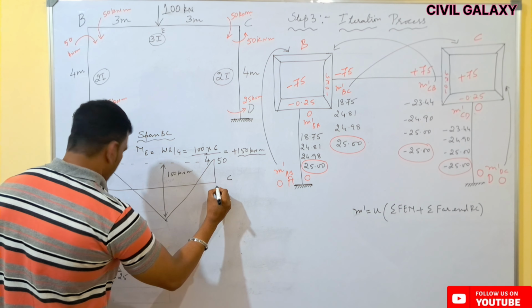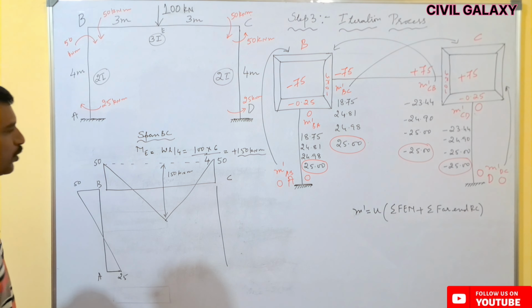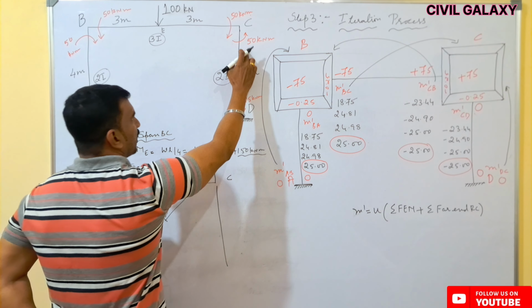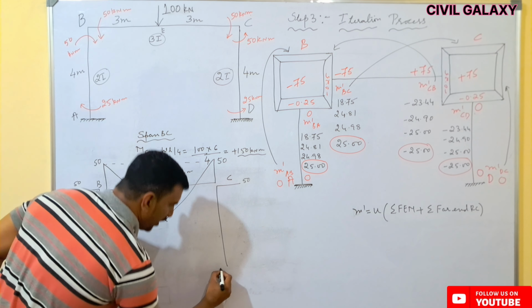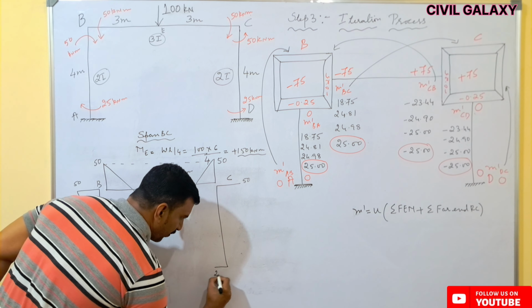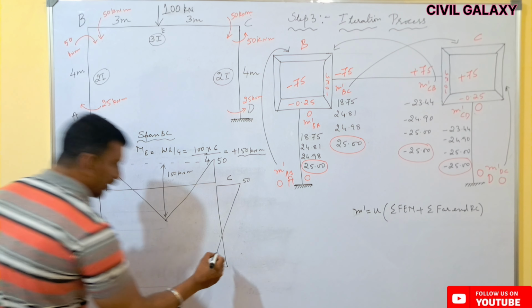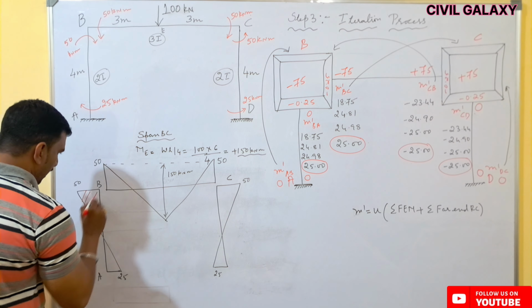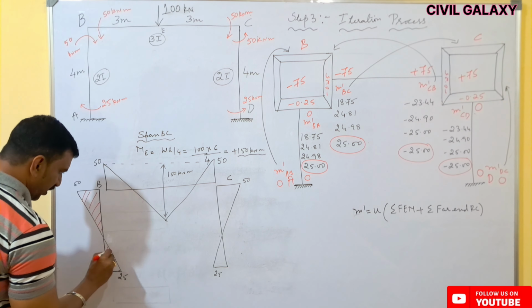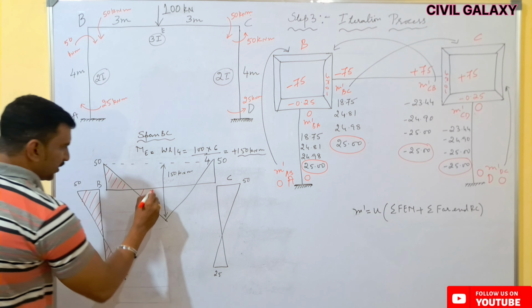Let us take one more member, from C to D. From C to D, we know at C it is 50, somewhere here 50, and D is here 25. If we join it, it will look something like this. So this is the shear force diagram and the bending moment diagram, which we can represent using the values from the final end moments.